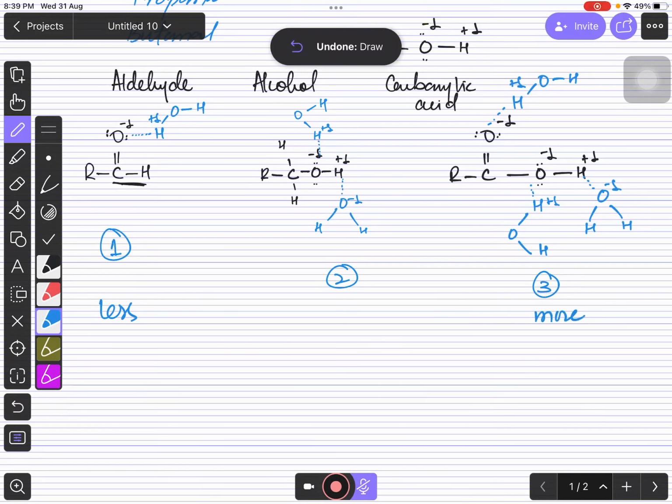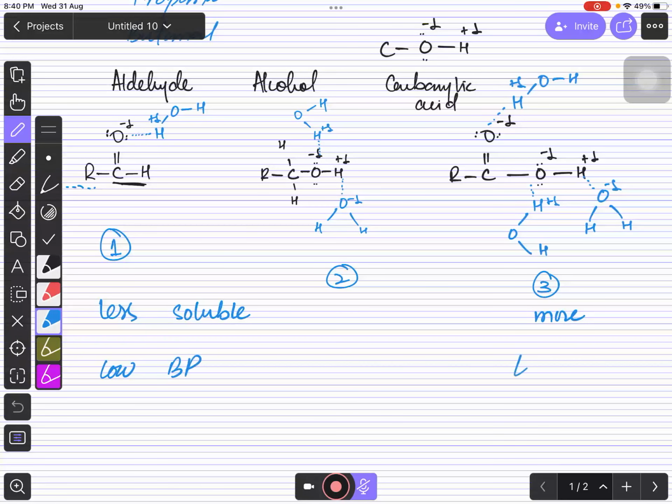And same as it is, they have van der Waals forces as well, right? When the number of carbons is increasing, they will have induced dipole as well. So when induced dipole increases along with hydrogen bonding, the melting point and boiling point are going to increase. So it is about solubility, right? They are less soluble and they are more soluble, and yes, same as that is for boiling points as well. So they are having low boiling point and they are having high boiling point.